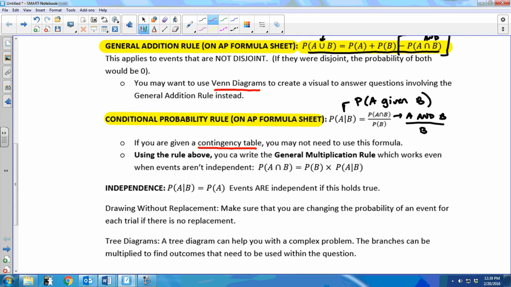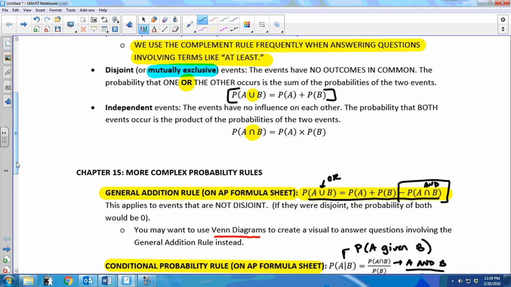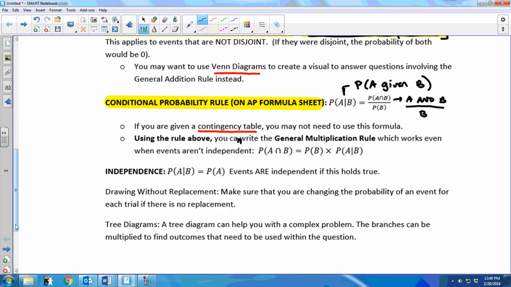You can also write the general multiplication rule, which works when events aren't independent. So we had a rule up here for independent events: the probability of both of them occurring at the same time is multiplied together. If they're not independent, then you can rewrite the conditional probability rule just by multiplying. If you cross multiply, you get the probability of A and B equals the probability of B times the probability of A given B. So you can manipulate those formulas as well. Make sure you look at the formula sheet when you're doing probability questions in case you need it.